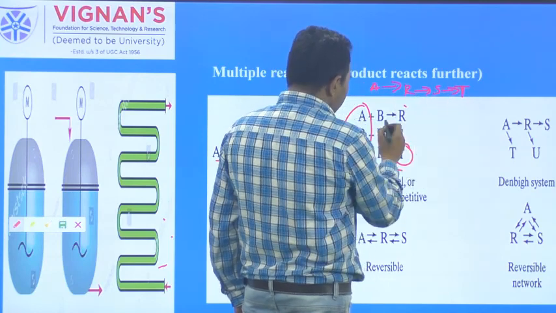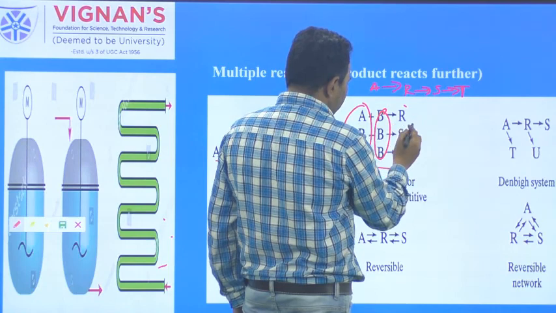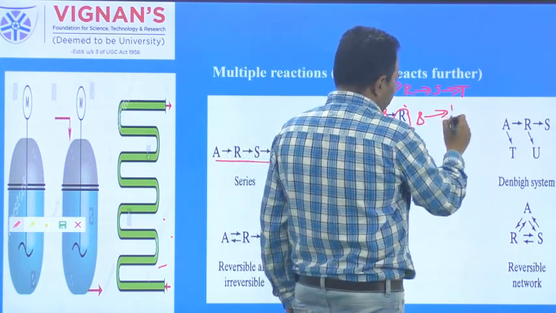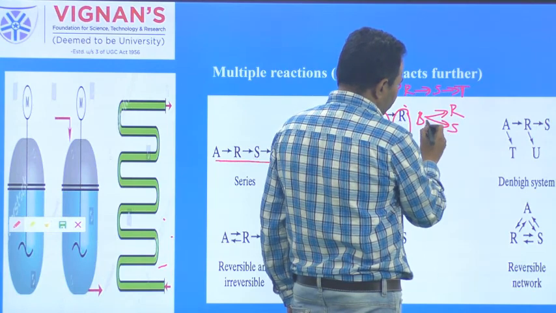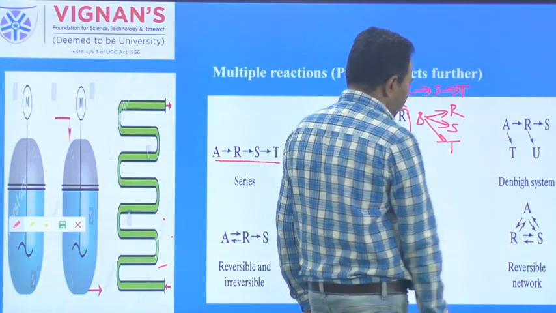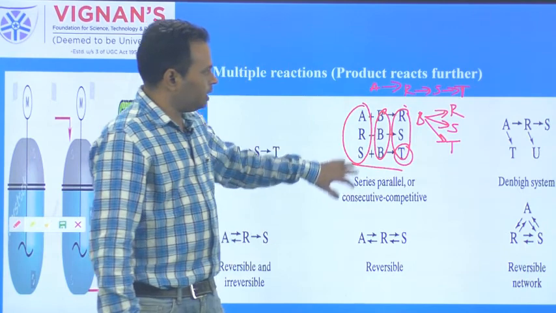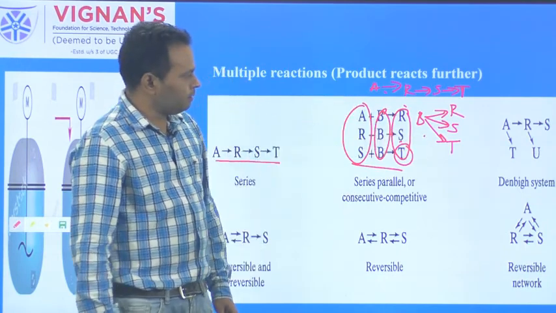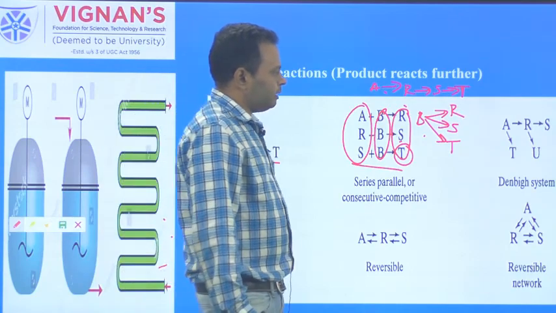And with respect to the R, S, T, here this is the parallel reaction. Simultaneously from B we can have R, and simultaneously from B we can have S, and simultaneously from B we can have T. So in this reaction we can have the series reaction as well as the parallel reaction, both reactions exist within this one. This is the combination of series parallel reactions.